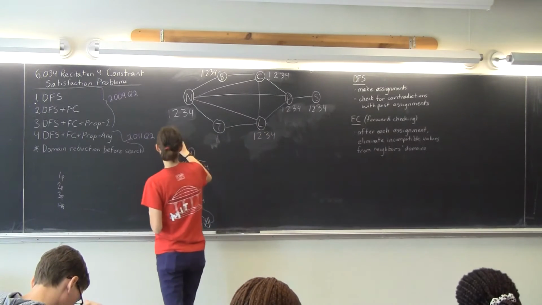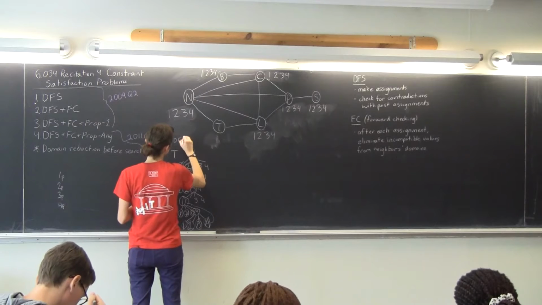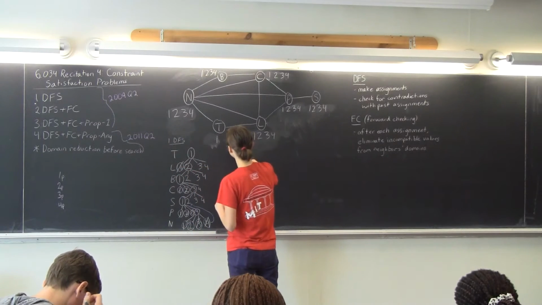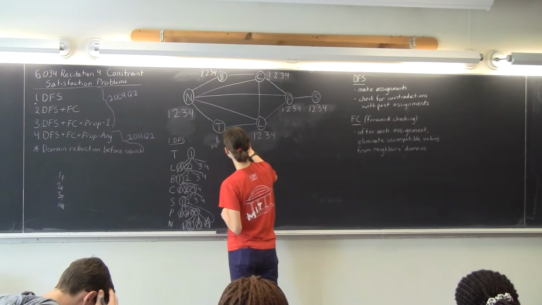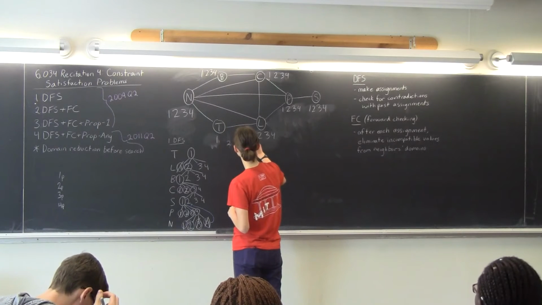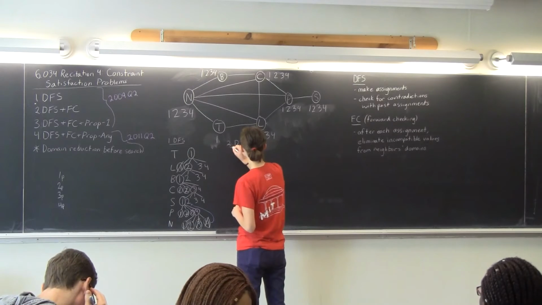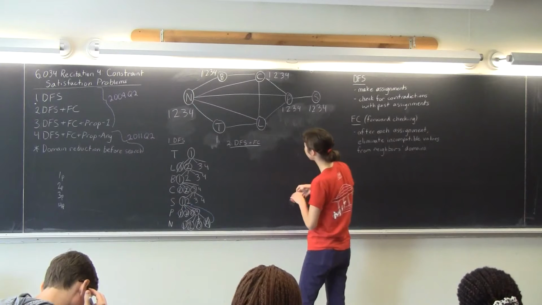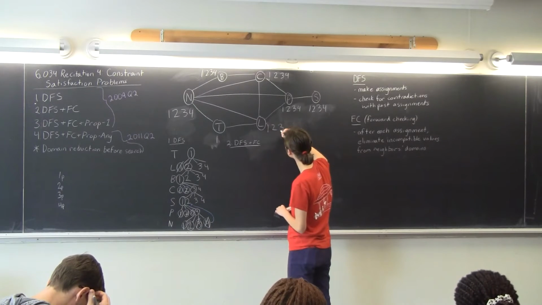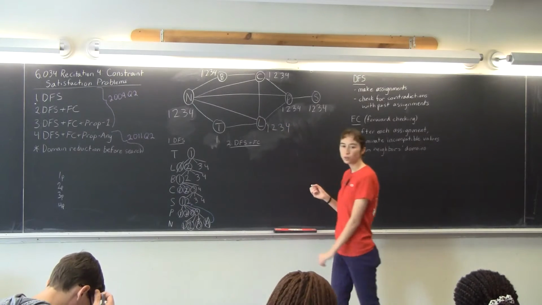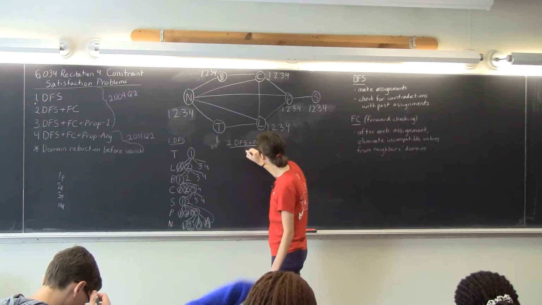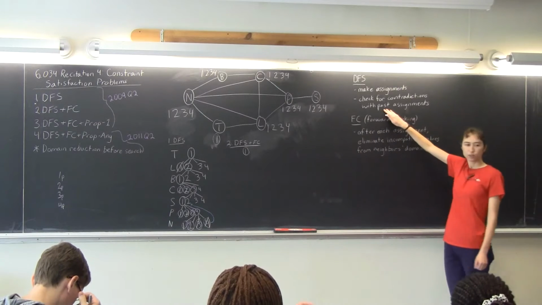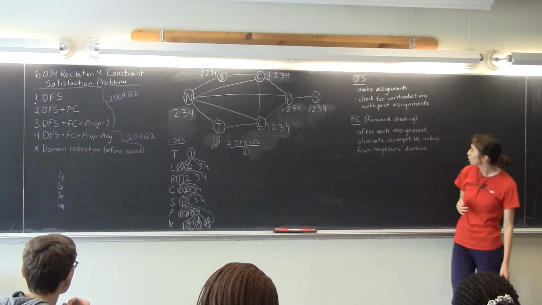So this was our first method, just plain depth first search. Now over here we'll try our second method, depth first search with forward checking. So first we'll assign Turing to 1. And we check for contradictions. There are no past assignments, so it doesn't apply.